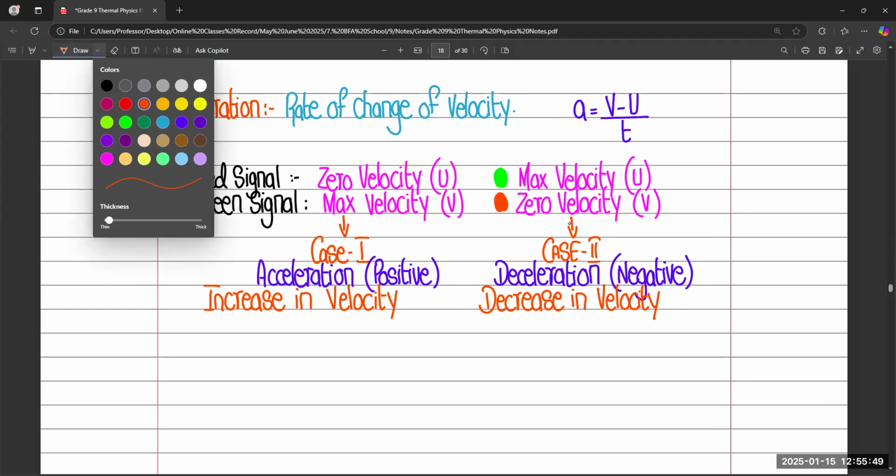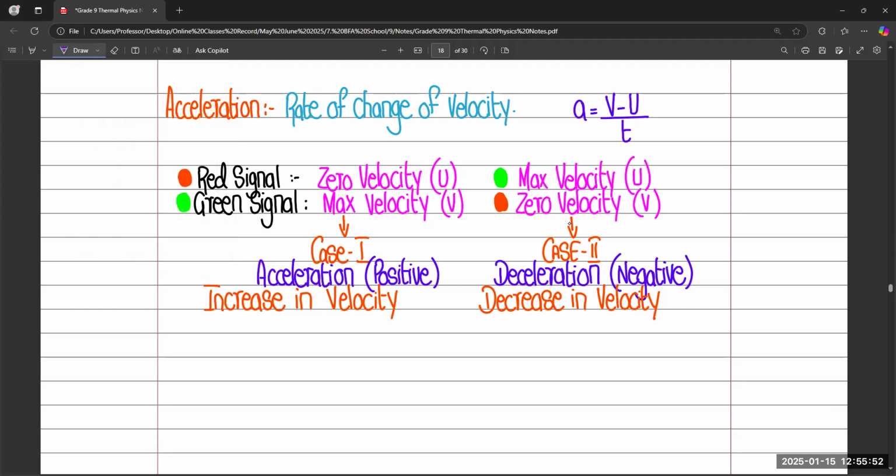Like in the first case, let's suppose the value of maximum velocity is, just for example, 10 meter per second, right? So 10 meter per second is the maximum velocity in both our cases. In formula number one, we can write the formula a is equal to final velocity, which in case number one is maximum, so it will be equal to 10, minus initial velocity 0, divided by a certain value of time.